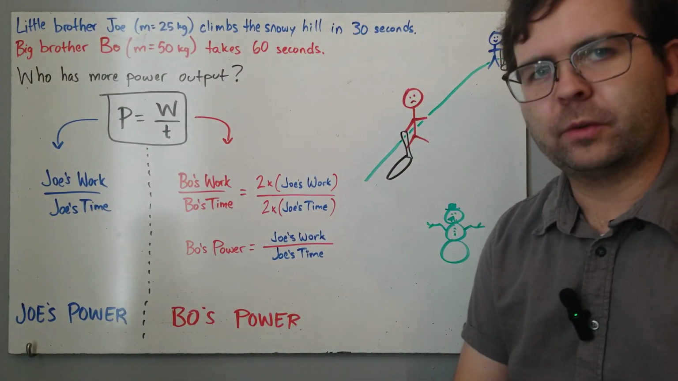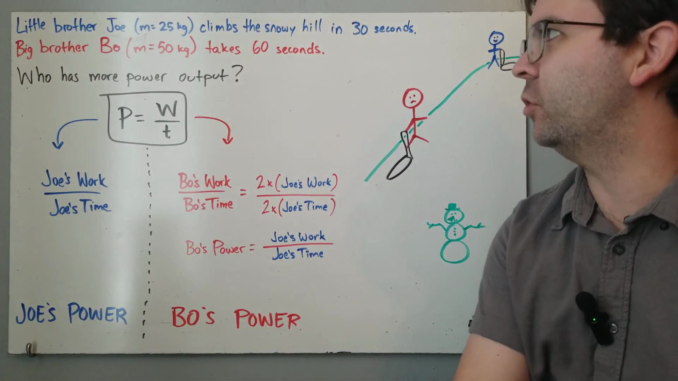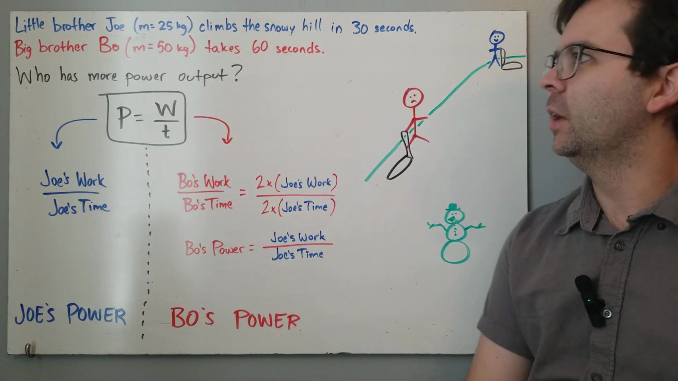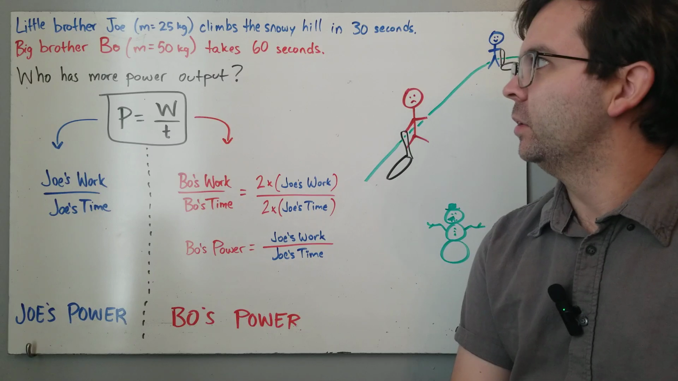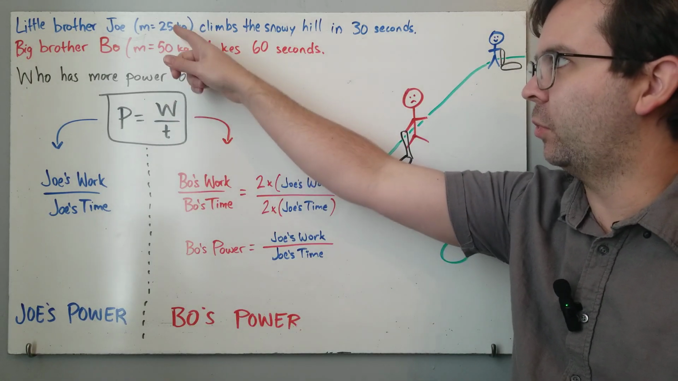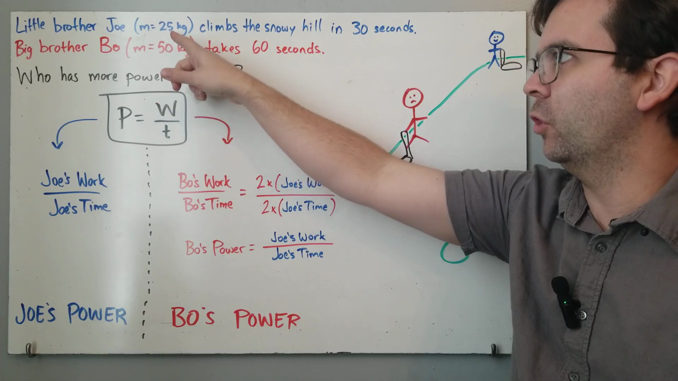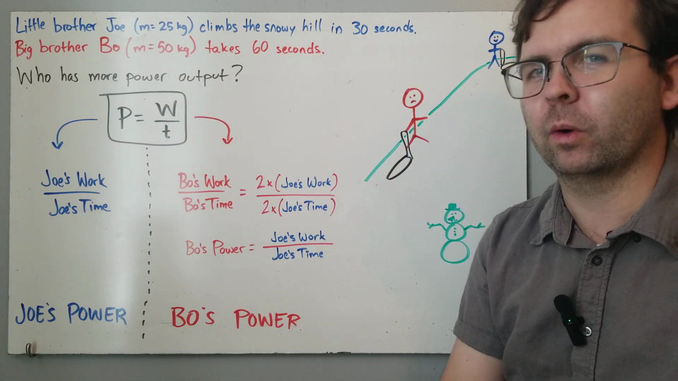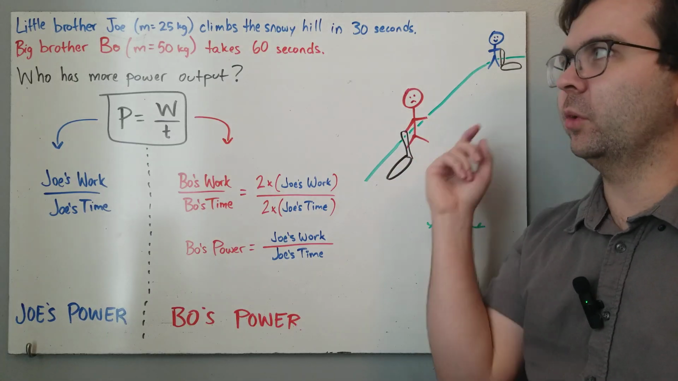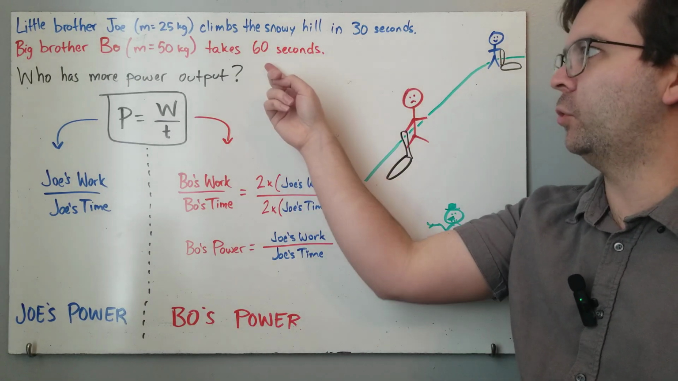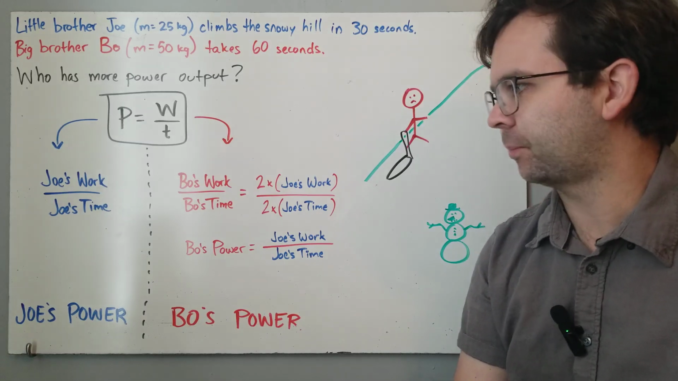Let's say we got two brothers going sledding. Little brother Joe climbs the snowy hill in 30 seconds, but big brother Bo takes 60 seconds. Now, if you notice, I do have in parentheses here their masses. Joe is 25 kilograms, Bo is 50 kilograms. So what's noteworthy is that Joe is half the mass of Bo. So Bo is twice as heavy, but Bo also took twice as long to climb the hill.